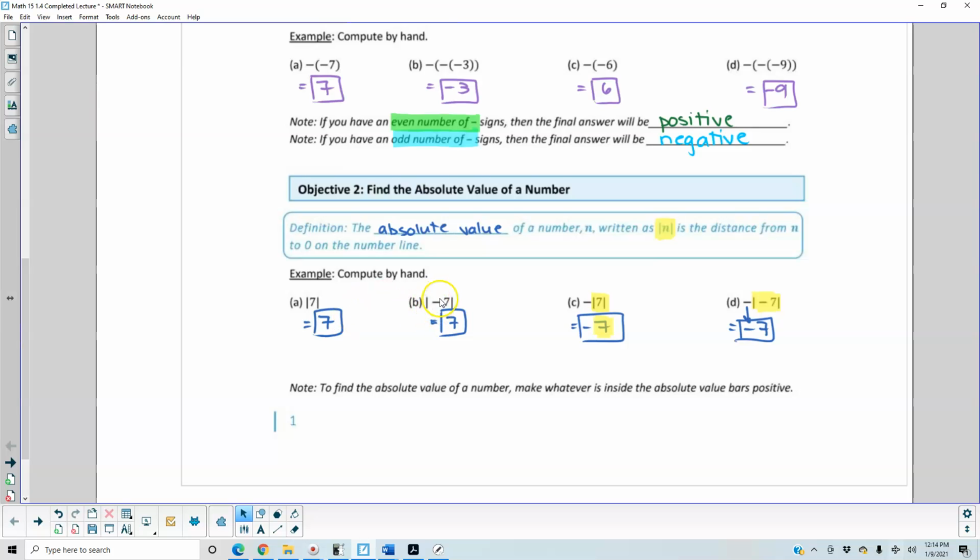Here, what is the absolute value of -7? Meaning, what is the distance from -7 to 0? Well, the answer is 7.